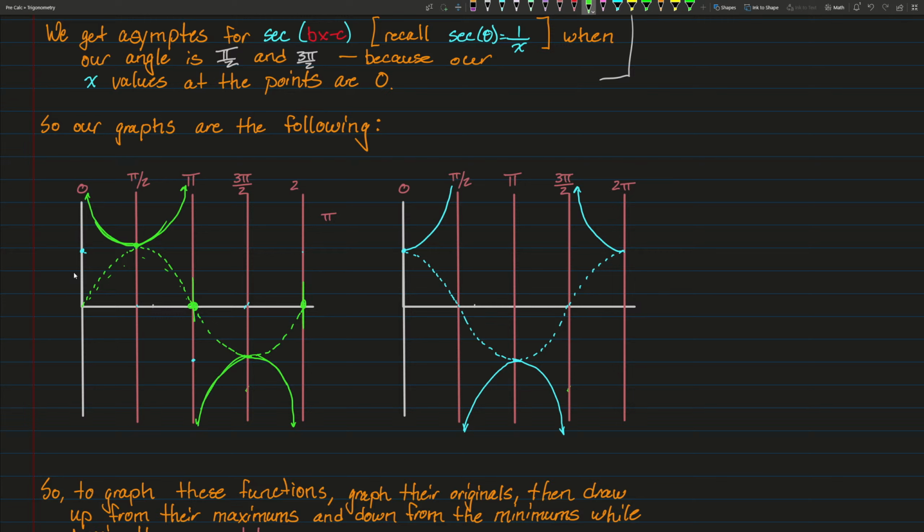Same thing for secant. Instead of secant, we would just ignore that. We would graph the cosine version of the graph that's dotted in blue, and then again draw up from the maximum, draw it down from the minimum, and then again up from the maximum. And like I said, every time that cosine were to hit the center line, we would get an asymptote. So if we know how to graph sine and cosine, we know how to graph secant and cosecant.